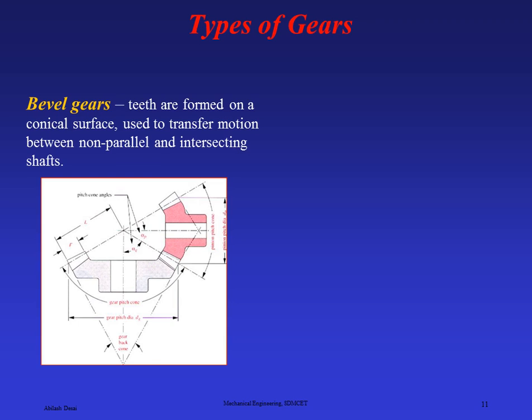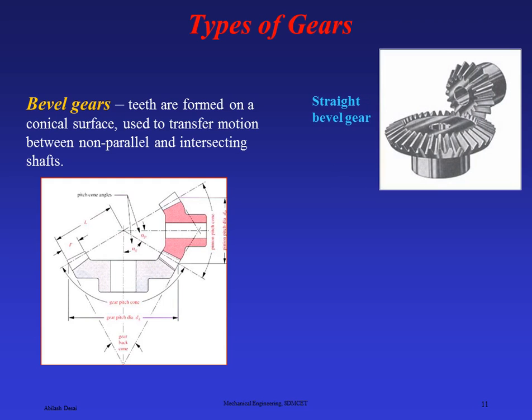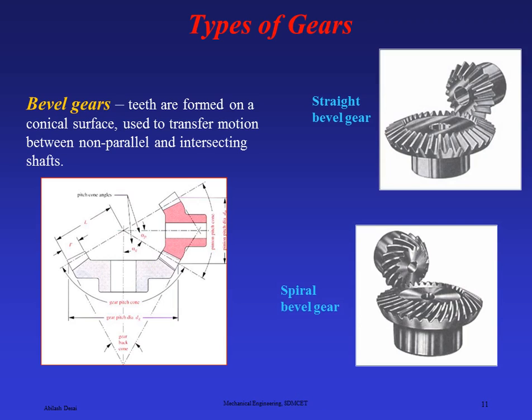Next we can see the bevel gears. Here the teeth are formed on a conical surface, used to transfer motion between non-parallel and intersecting shafts. This is the figure. You can see the straight bevel gear there, and one more thing, you can see the spiral bevel gear. Again, bevel gears can be straight and also spiral.